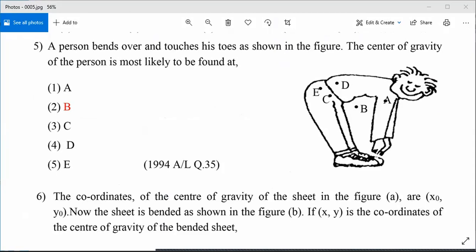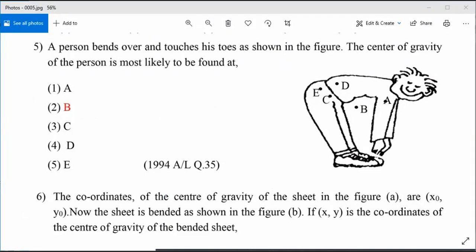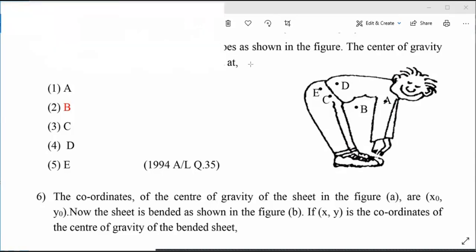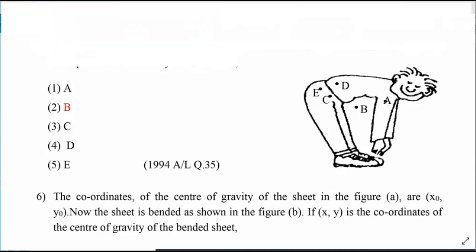A person bends over and touches his toes as shown in the figure. The center of gravity of the person is most likely to be found at 1A, 2B, 3C, 4D, or 5E.